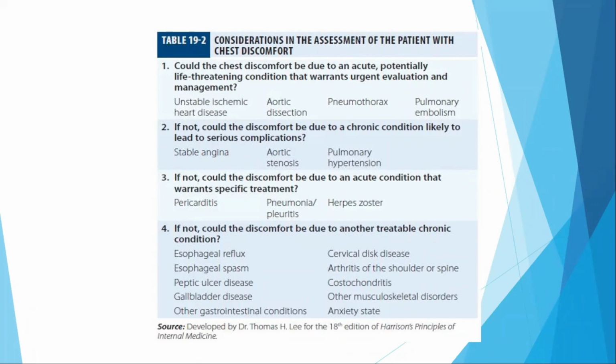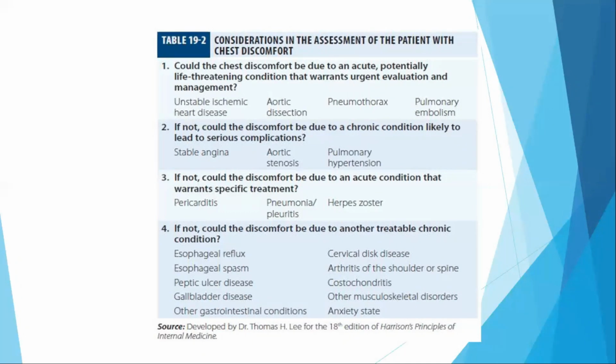If not, could the discomfort be due to an acute condition that warrants specific treatment, like pericarditis, pneumonia or pleuritis, and herpes zoster? If not, could the discomfort be due to another treatable chronic condition, like esophageal reflux, esophageal spasm, peptic ulcer disease, gallbladder disease, and other gastrointestinal conditions? Cervical disc disease, arthritis of the shoulder or spine, osteochondritis, other musculoskeletal disorder, and anxiety state.